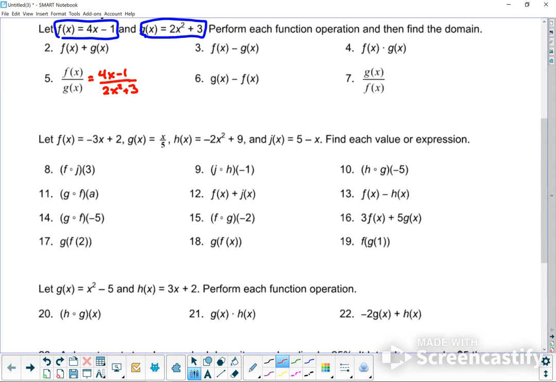Okay, this is g of x minus f of x, meaning f of x becomes the opposite. So that's opposite, and this right here is a negative, so it becomes a positive. I'm going to start with my biggest term, which is 2x squared. So this is going to equal 2x squared. My next biggest term is negative 4x. And then finally I'm going to have positive 1 and positive 3, which is going to be positive 4.